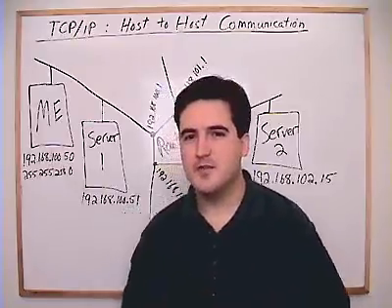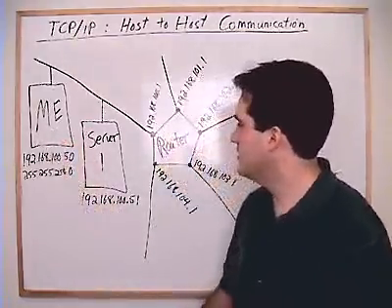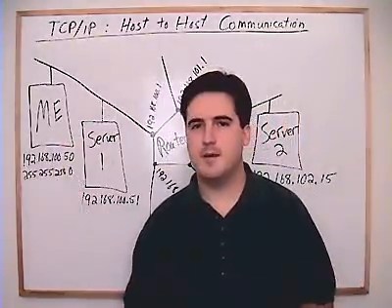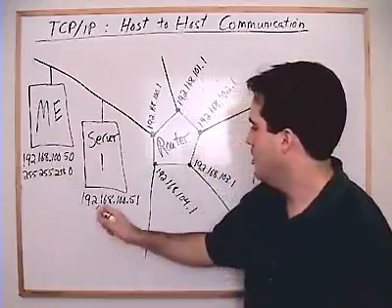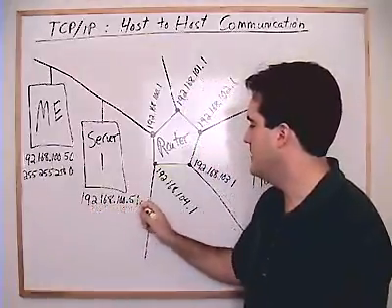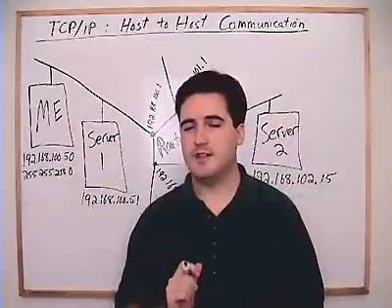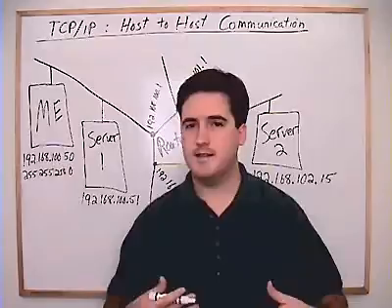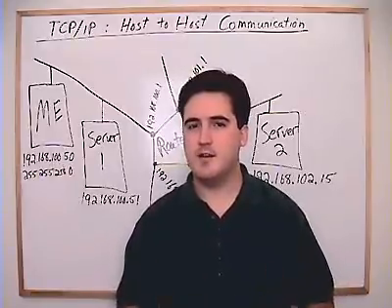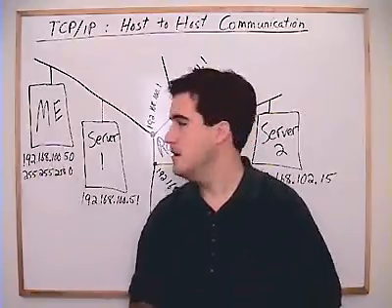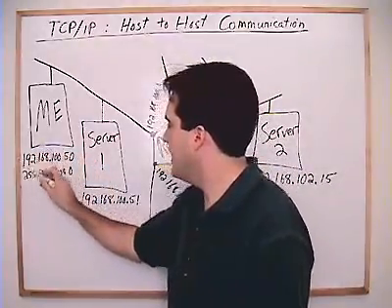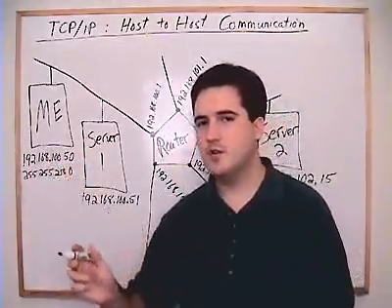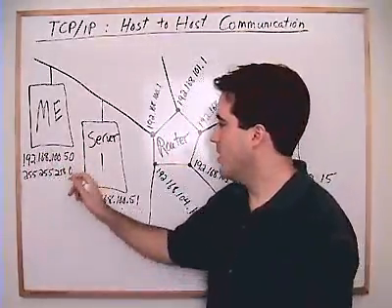Okay, so we've got me wanting to communicate with server 1. So I bring up a command prompt and I type ping space 192.168.100.51. Now the first thing that I'm going to do is look at my own subnet mask, and determine, based on my subnet mask, what is my breakout between network and host. Okay, I'm going to determine that I'm on the 192.168.100 network.